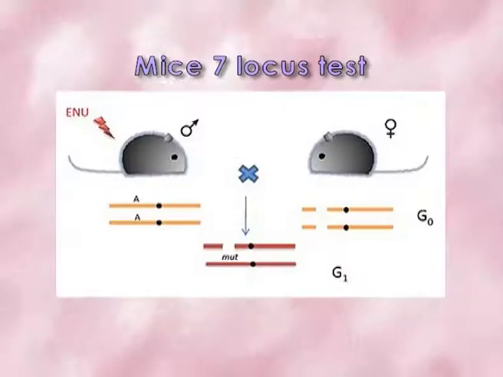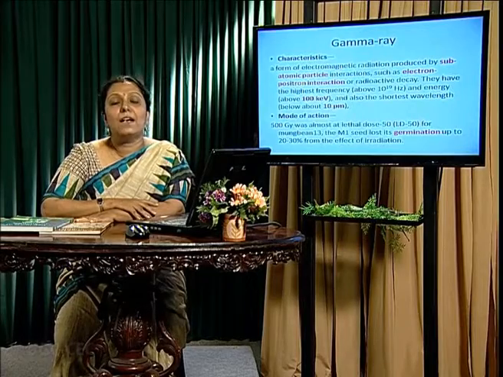The repair system is found in oocytes, not in sperm, and the repair is dependent upon the cellular condition. The mouse 7 locus test gives the proper database, and here also no time dependence is found in the kinetics, and rarely is single hit kinetics found because a robust repair system is present. Next one, gamma ray.